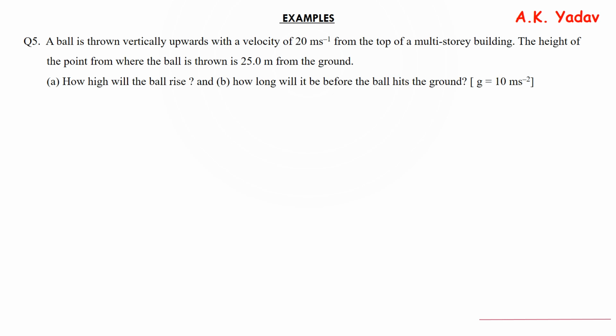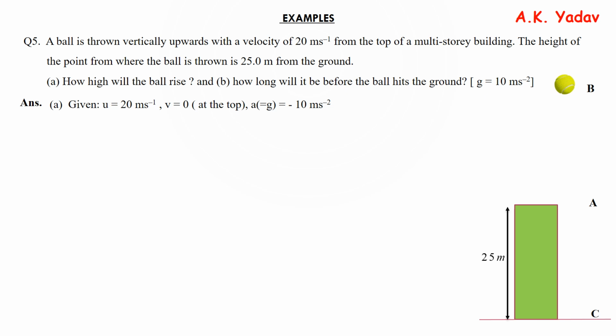Example number 5. A ball is thrown vertically upwards with a velocity of 20 meter per second from the top of a multi-story building. The height of the point from where the ball is thrown is 25 meter from the ground. How high will the ball rise? And B part, how long will it be before the ball hits the ground? So this is the building, 25 meter high. That is, the distance between point A and C is 25 meters. This is the ball, thrown vertically upwards.